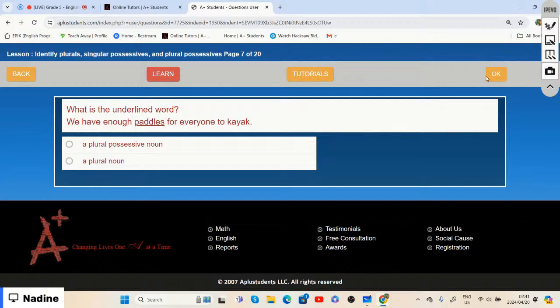All right, let's go on to the next one. We have enough pedals for everyone to kayak. You need to say if this is a plural possessive noun or a plural noun.